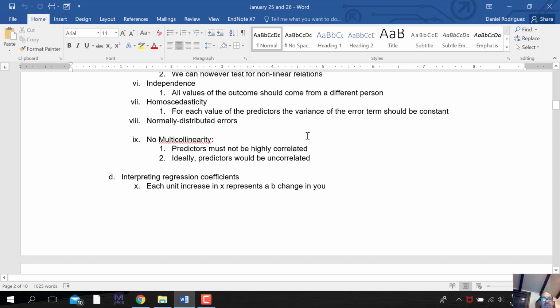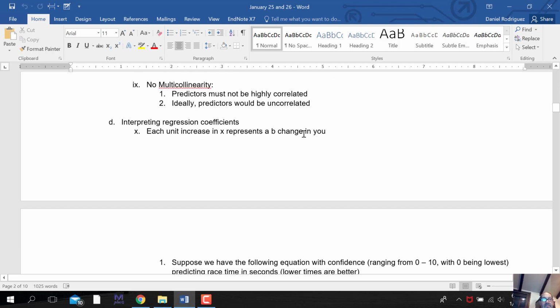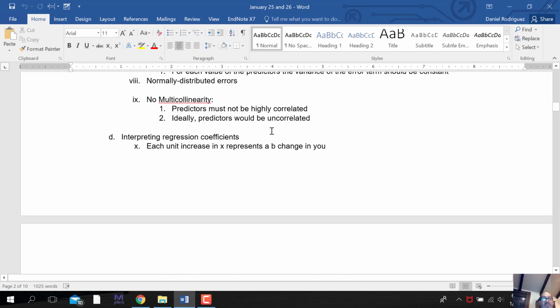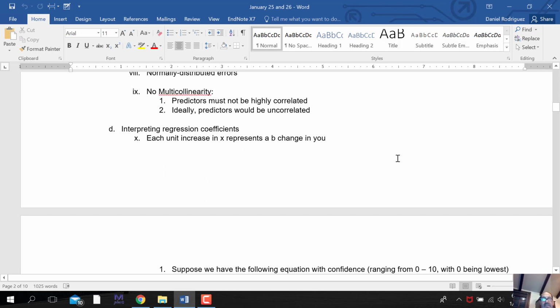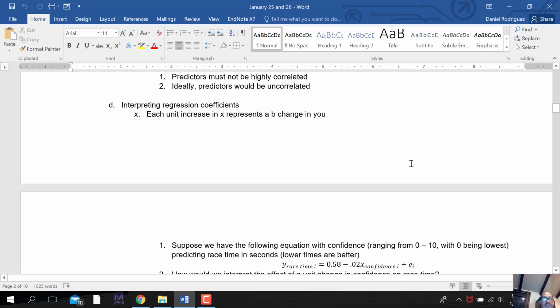And our errors, the e sub i, are assumed to be normally distributed with a mean of 0. We also would like there to be no multicollinearity in the predictors. We'll talk about multicollinearity. That means that the predictors are correlated or highly correlated. We actually would not like that because then they'd be measuring the same thing. So we want each predictor to measure something different. Again, we'll cover this more shortly.